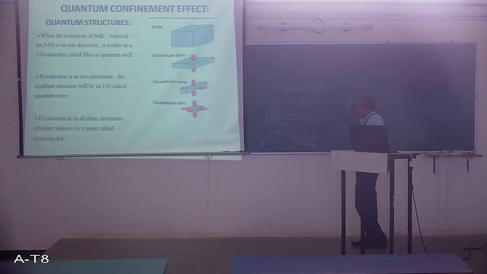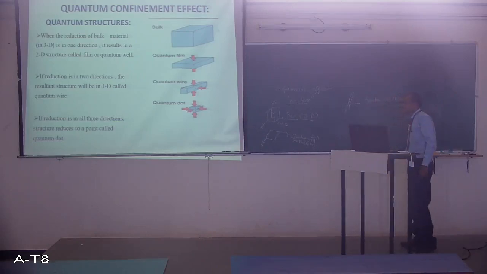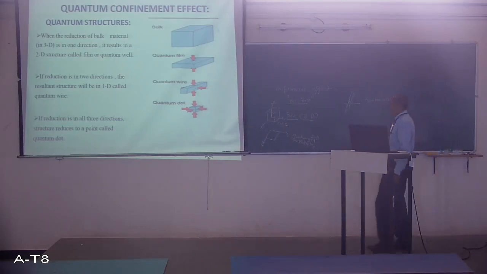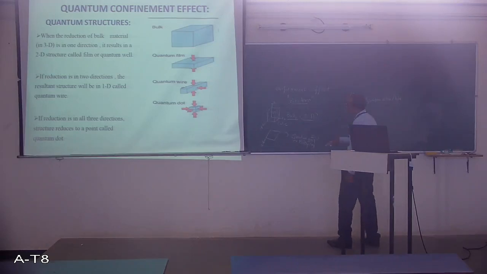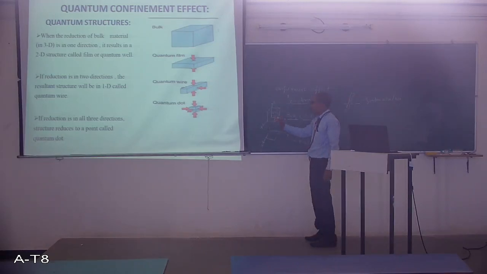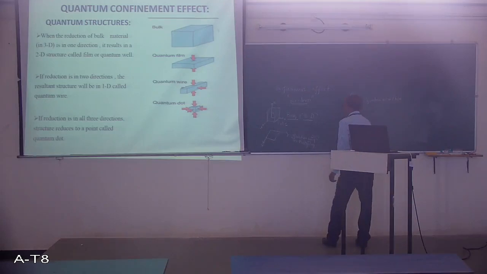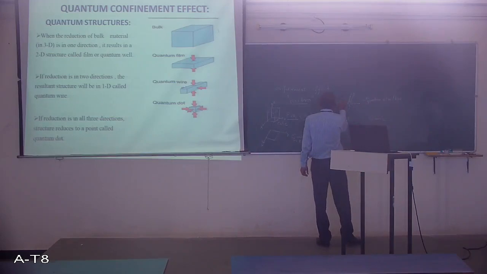Such a structure we call a quantum wire, or a tube or a fiber. Now again we reduce z, y and x, and it gives only a small dot, that is called a quantum dot.